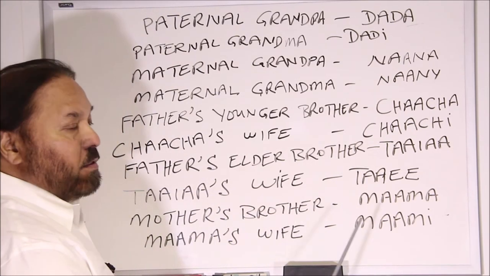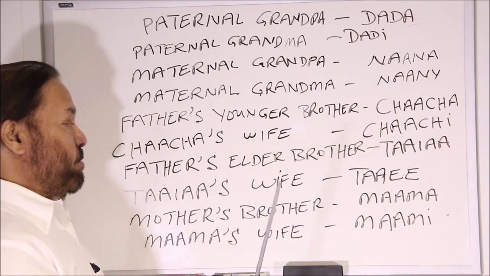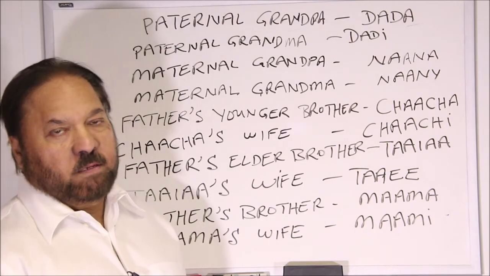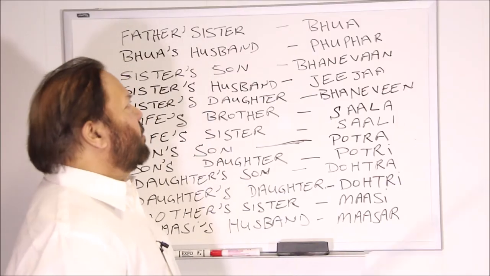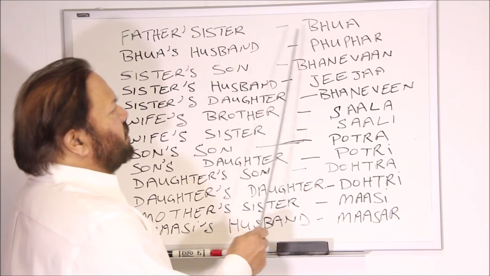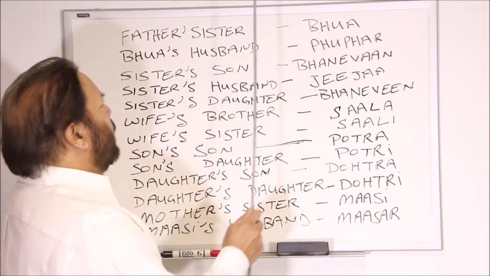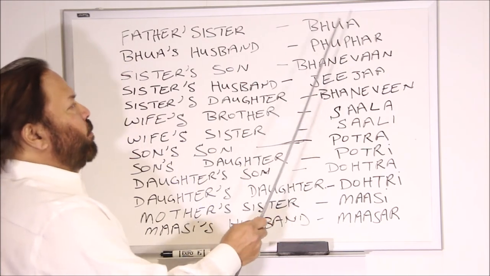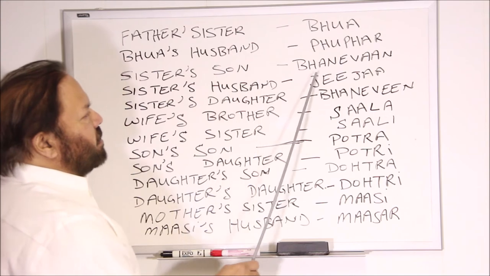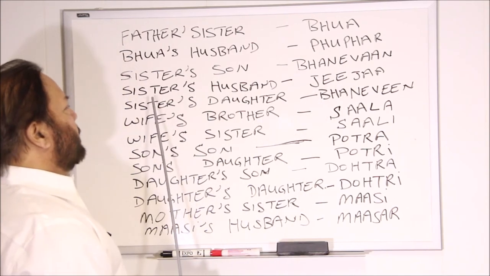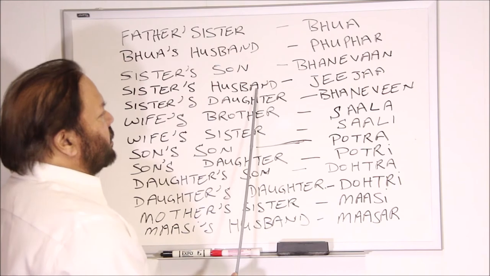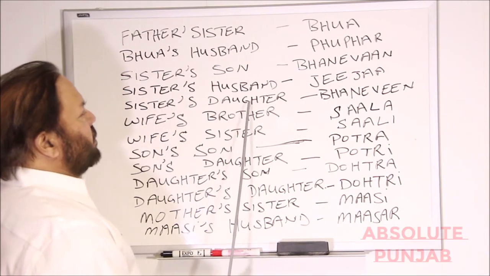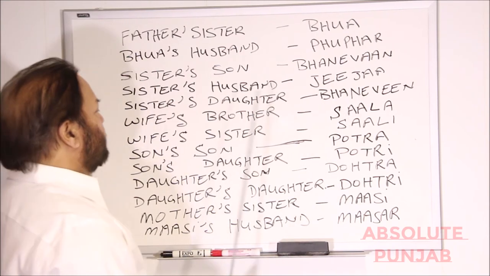Mother's brother called mama, and mama's wife is called mummy. Father's sister, pua. Pua's husband, puppad. Sister's son, panema. Sister's husband, jija. Sister's daughter, panemi.